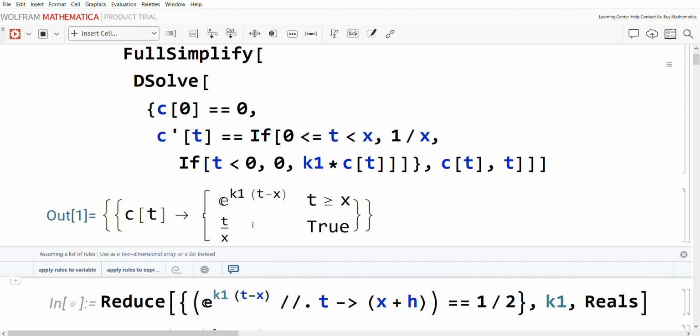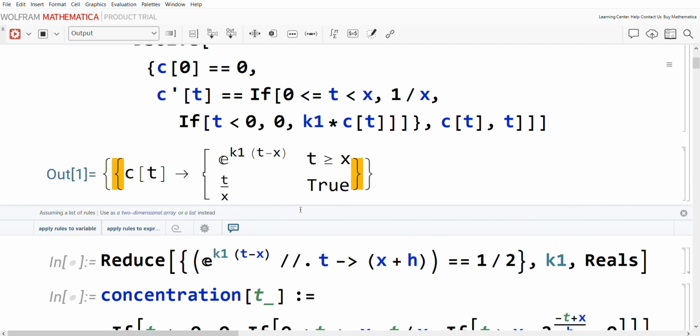The concentration is e to the k1 times (t minus x) if t is greater than or equal to the time it takes to get to the peak concentration. And otherwise, the concentration is given by t over x. So that's for t less than x. Okay, x, remember, is the time to peak concentration.